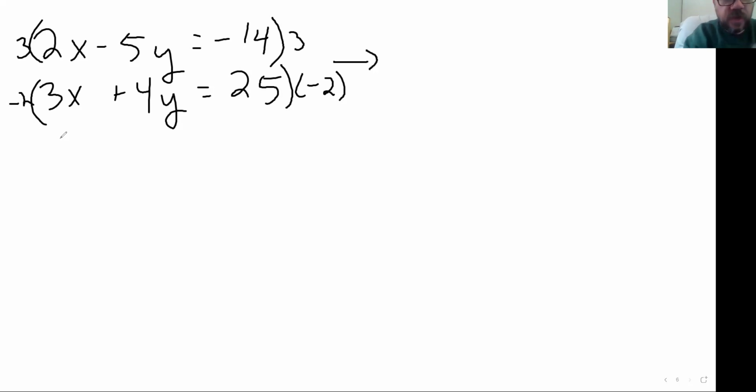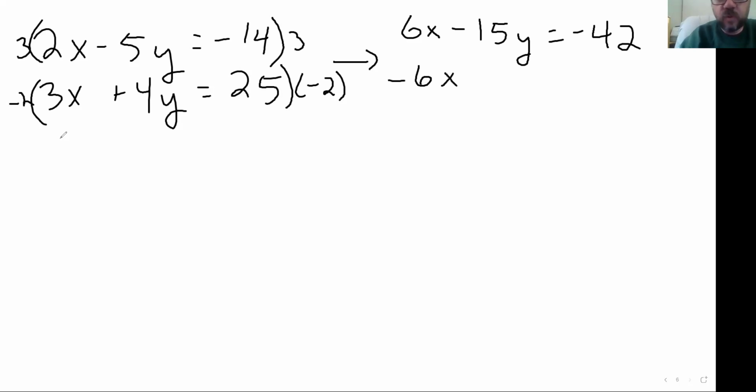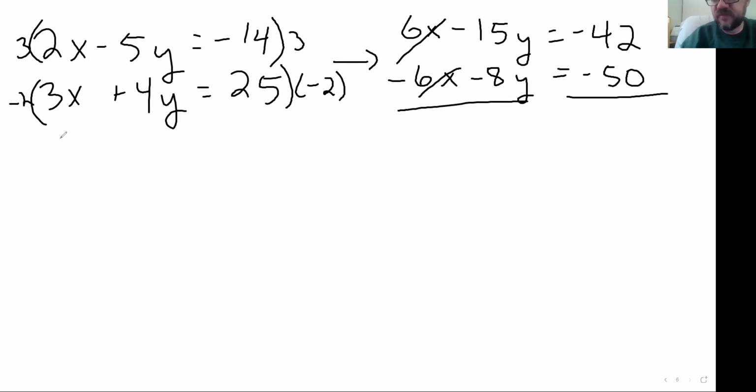So let's do that. Multiply the top equation by 3, I get 6x minus 15y equals negative 42. Multiply the bottom equation by negative 2, and I get minus 6x, which is, of course, what I wanted, minus 8y equals negative 50. And now when I add them together, the 6x and the minus 6x cancel out. Minus 15 minus 8 is minus 23. My right side is minus 42 minus 50 is minus 92.